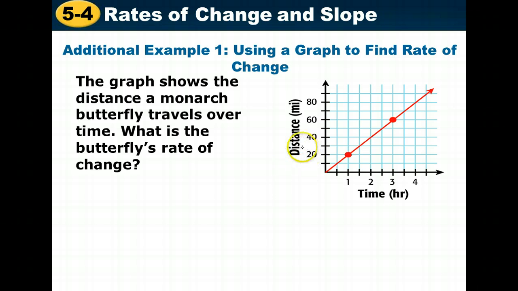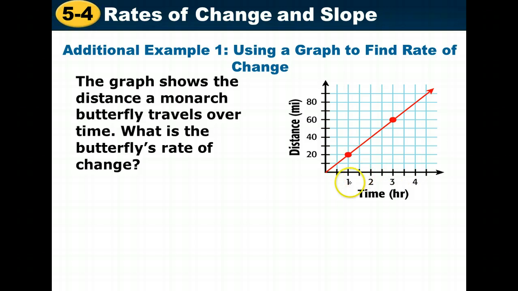Alright, so here we have a graph. This graph shows the distance monarch butterflies travel over time. So we can see that over time it is traveling more. At zero time, it's, I guess, sleeping, it's not moving. After 1 hour it travels a distance of 20 miles. After 3 hours, it traveled a distance of 60 miles. Now we can see the points in between.